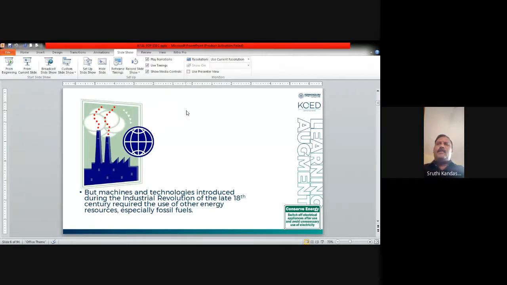Due to technological advancements and the industrial revolution in the late 18th century, there was a need to use energy resources, especially fossil fuels, either coal, diesel, petrol, or nuclear fuels, for the production of power. We know that there are two types: one is renewable energy, another is non-renewable energy. The energy obtained from natural sources like the sun and wind, solar systems and windmills, are renewable energy. Non-renewable energy sources are like coal, petrol, diesel.